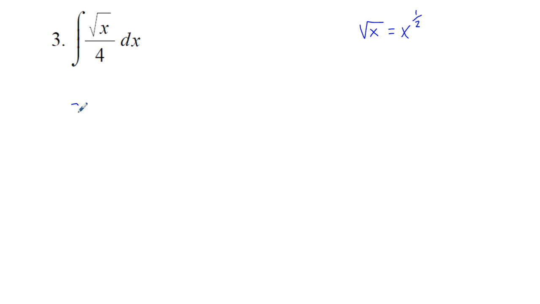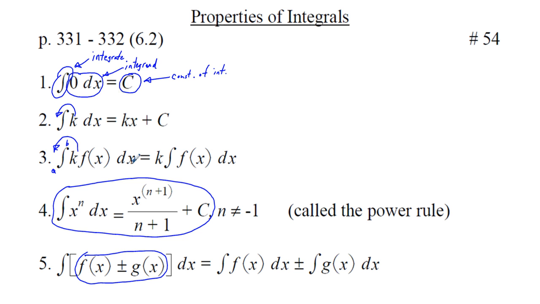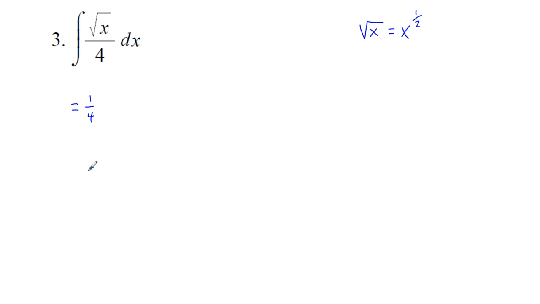And I'm just going to continue working below. What we're going to have is this over 4 is going to be 1/4. So I'm going to pull that 1/4 out front. And that's what happened here in rule number 3, where you have a constant, you can move it out in front of the integral symbol. That's what we're doing here. So we have 1/4. We have x to the 1/2 power dx.